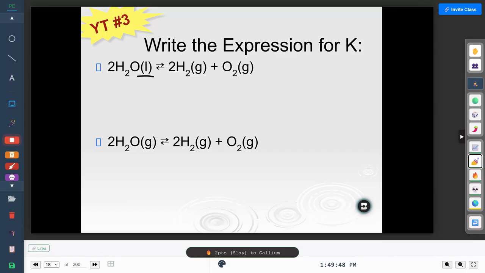You should be able to write the expression for K. Let's see if you can do so. I'll call on you here in a second. Try to do it for both equations. I'll call on you here for the first one in a short time.